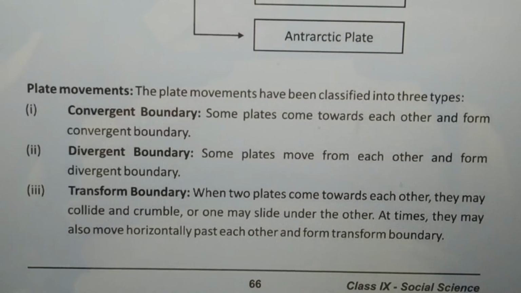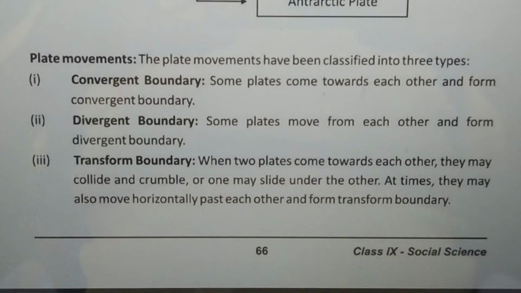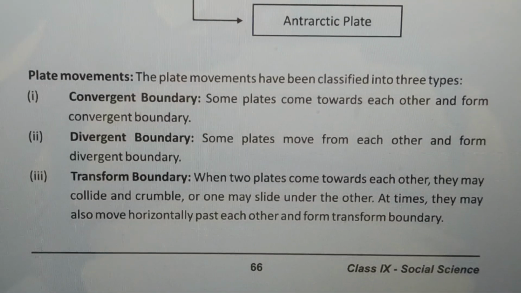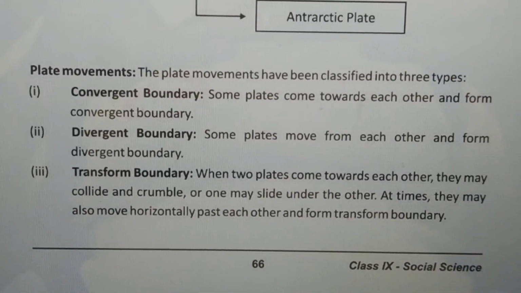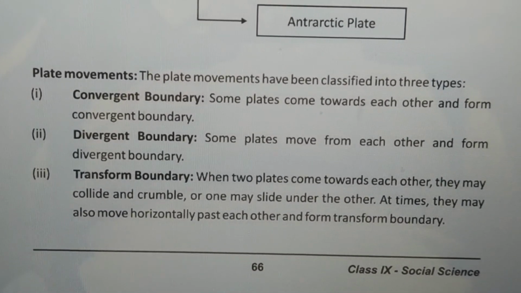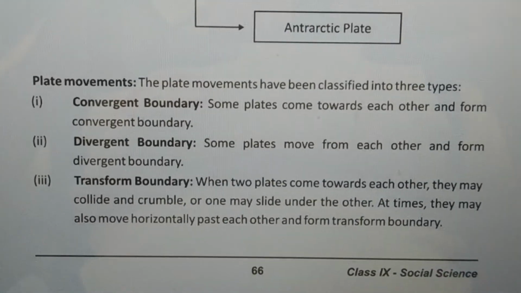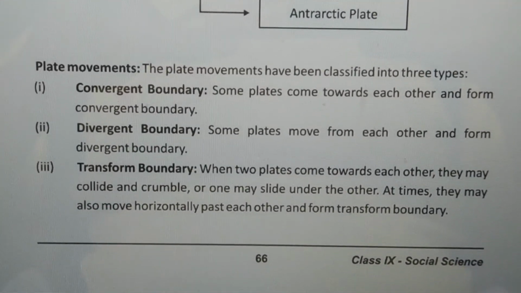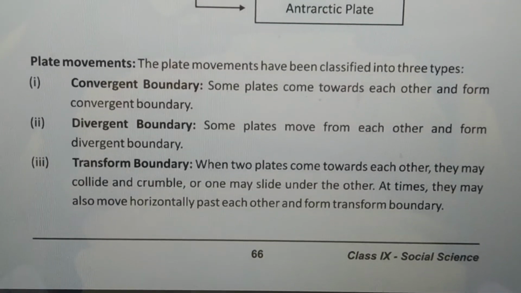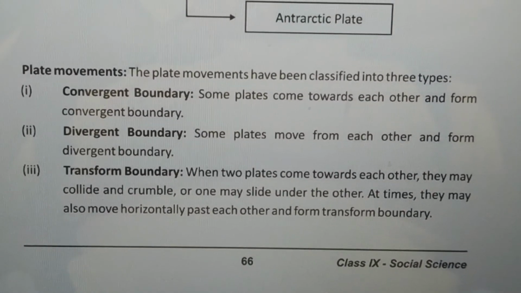And the third type, it is the transform boundary. So what is a transform boundary? When 2 plates come towards each other, they may collide and crumble, or one may slide under the other. At times they may also move horizontally past each other and form the transform boundary. In simple words, we can say that in this type of movement, the plates are going to submerge. They are sliding under the other. So this is the third type of movement. It is known as the transform boundary.